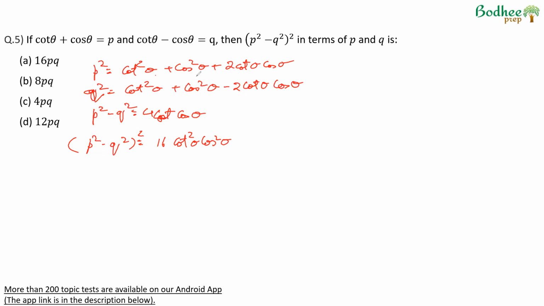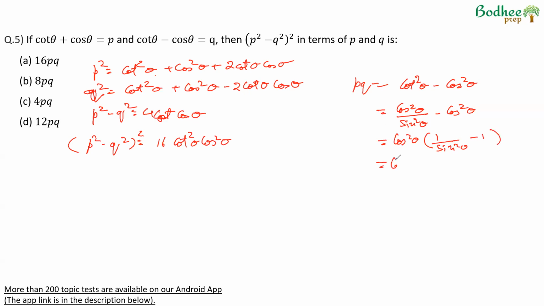Now, if we find the value of PQ, because in the options all of them are in PQ, PQ will be nothing but A plus B into A minus B. So, cot square theta minus cos square theta. Cot square theta will be cos square theta upon sin square theta, minus cos square theta. This will be cos square theta into 1 upon sin square theta minus 1, which will be cos square theta into 1 minus sin square theta upon sin square theta.